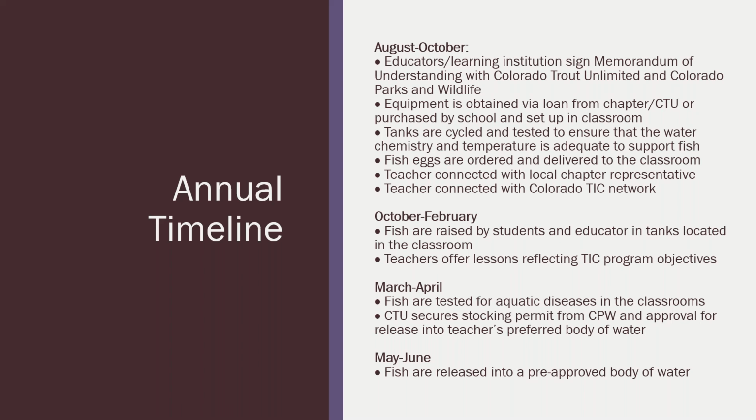So it would be ideal for eggs to be in tank by September to give them enough time to grow for the end of year release. During these months, you will work with your local chapter to determine how they will be involved throughout the year. October through February is where you will focus on keeping your trout alive, monitoring water quality, and offering lessons reflecting the TAC objectives. Beginning in March, we will start the testing process and planning, which in total takes about 8 weeks. We will also begin figuring out release field trip plans. May and June is when most schools will have their field trips to release their fish.